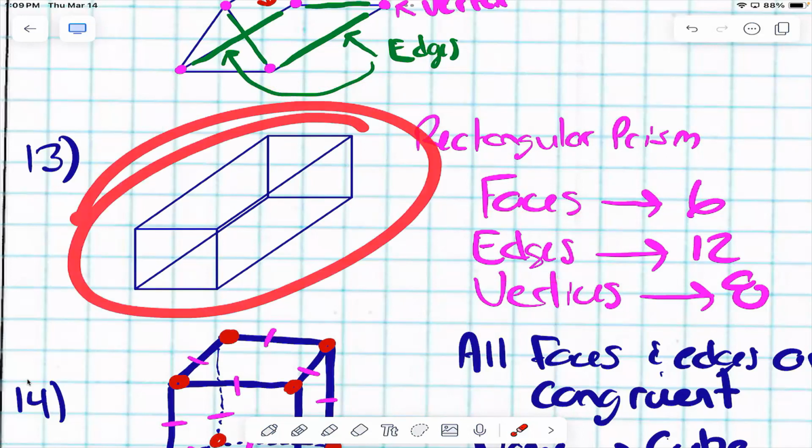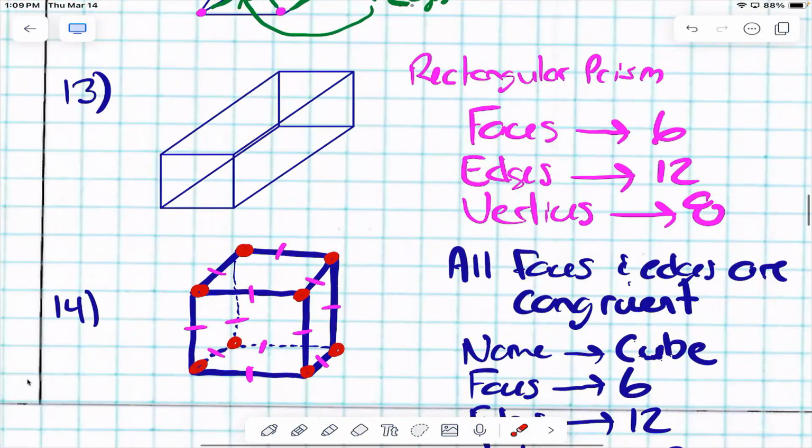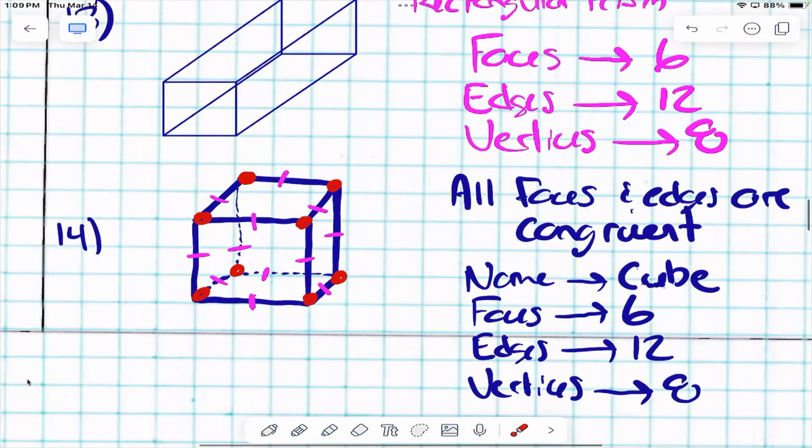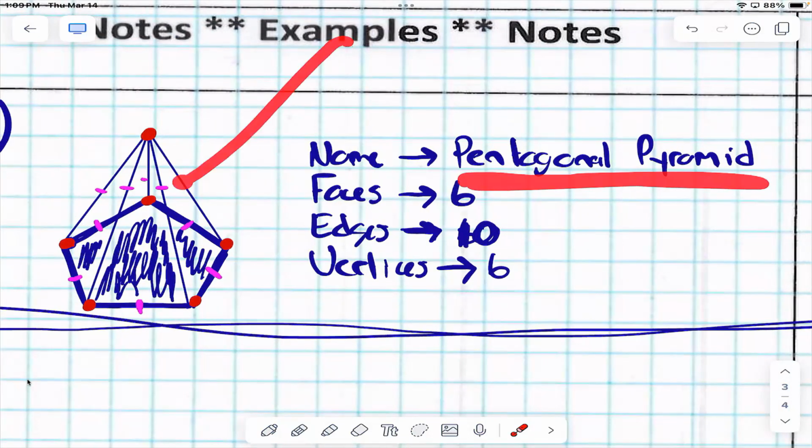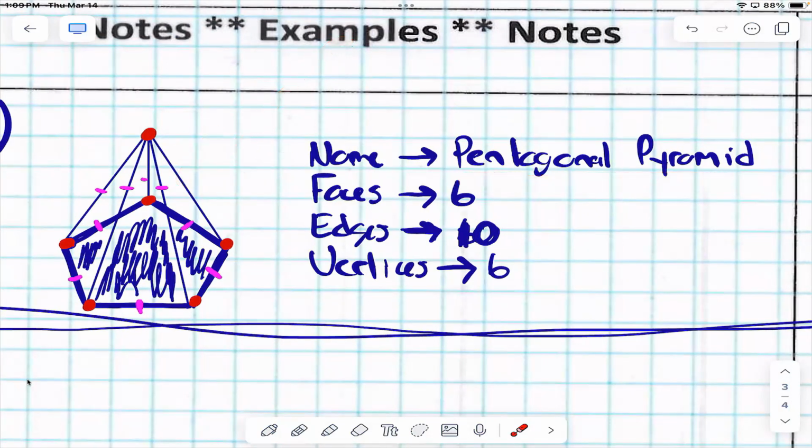This kind of looks like a Kleenex box, doesn't it? Does this also kind of look like a Kleenex box? Sweet. Why is this called a pentagonal pyramid? Why is this called a pentagonal pyramid, Jeffrey? 1, 2, 3, 4, 5. Its base is a pentagon, yes?